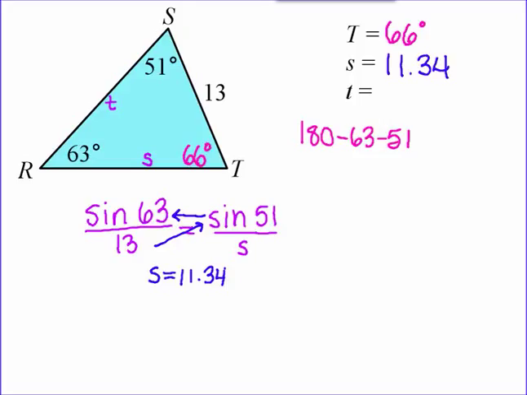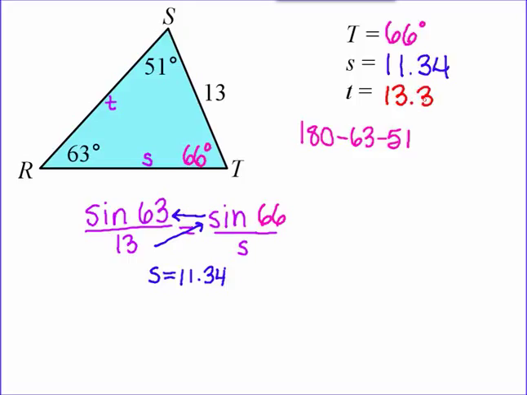And so we're going to go ahead and use our law of sines. So the only thing that I'm going to change here, instead of it being 51, I'm now going to change this to 66. And so when I do that, I should have 13 times sine of 66 divided by sine of 63. And what do you get? 13.33. Somebody else get that?